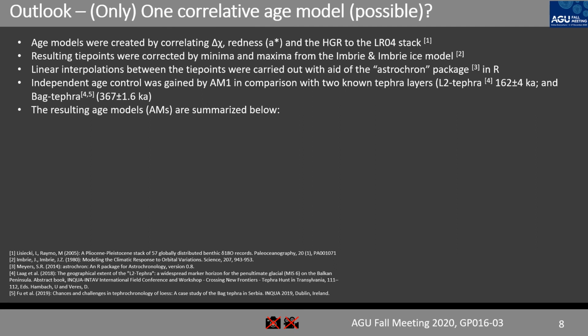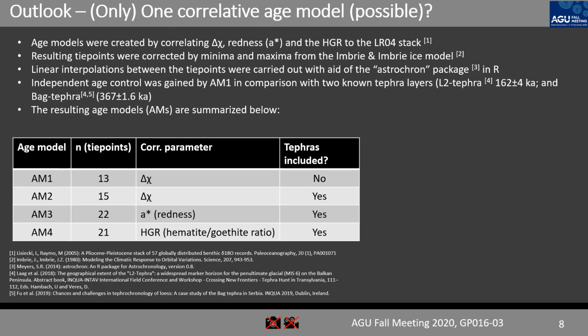Now we do a little outlook. What I did is I created different age models based on different parameters. The result is 4 age models, 2 of them with the frequency dependence, where I first did not include the tephra layers, and afterwards I included them as additional tie points. I also created an age model for the redness and for the hematite-goethite ratio.